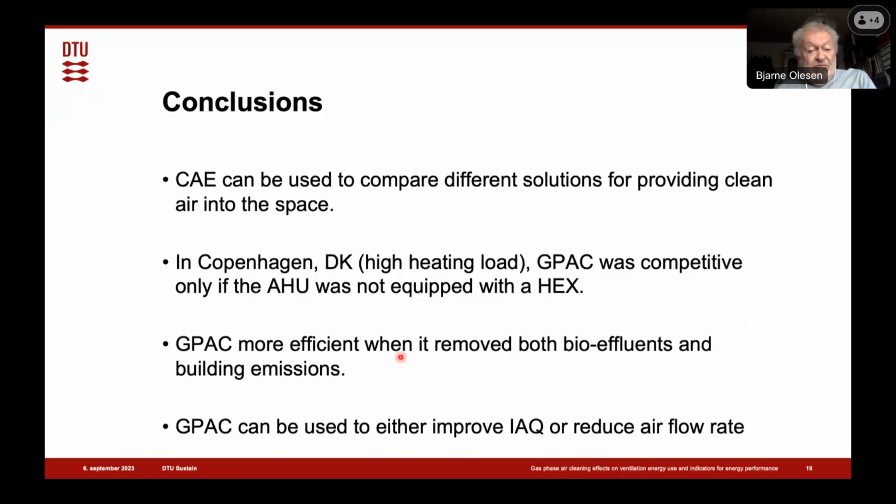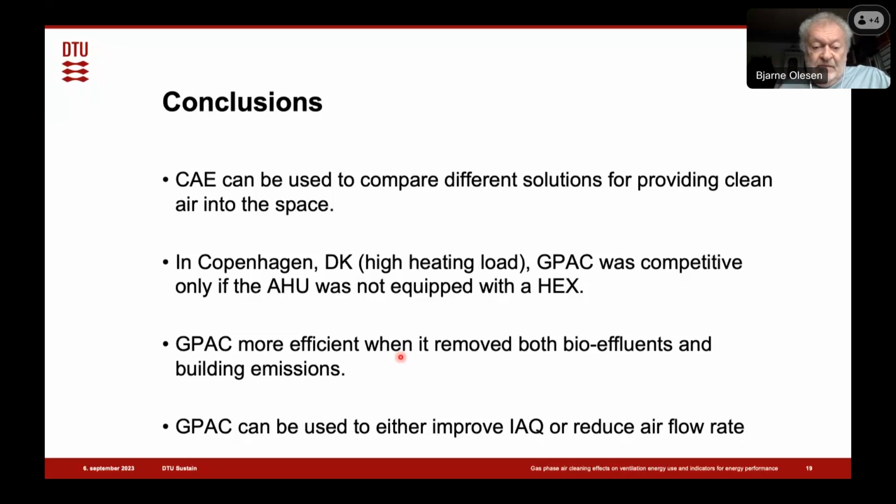So in Copenhagen, with a high heating load, the gas phase air cleaner was competitive only if the air handling unit did not have a heat exchanger. But as I said, we have new results that in other climates, it may always be important. And this is again something we will continue looking at in new annex proposals, which we hope can start this year.